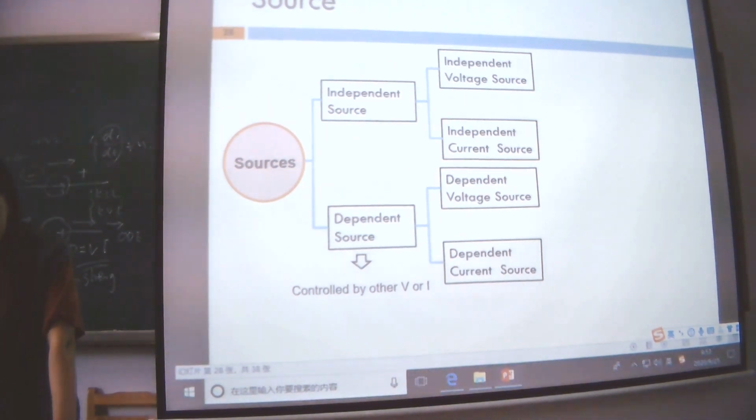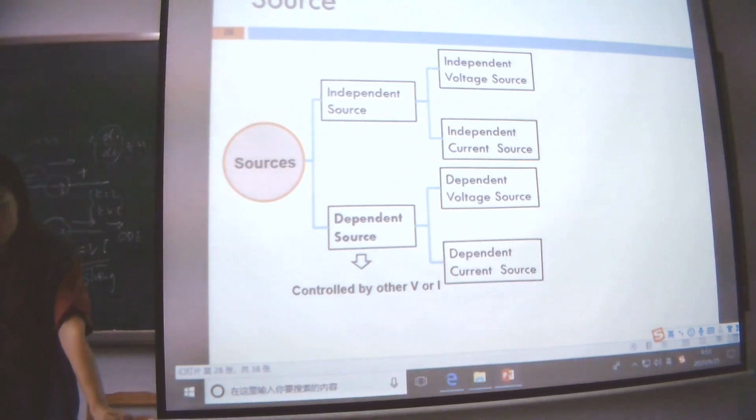Independent source and dependent source. So what's the difference? The independent source is the general source, right? And in the general source we have the independent voltage source and the independent current source. But the dependent source is generally controlled by one signal in a power circuit.